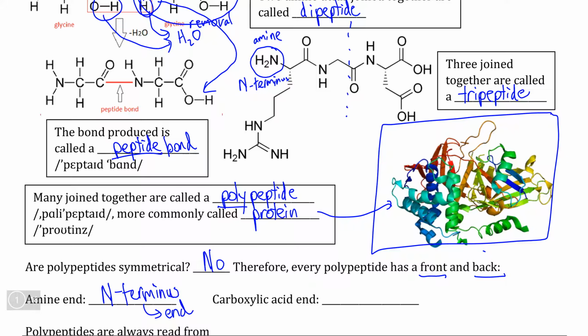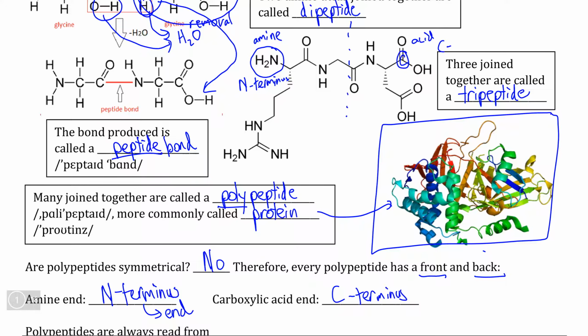If we go all the way to the end, we can see that we have an acid functional group at the other end, and because carbon is the central atom of the acid functional group, we refer to this end as the C-terminus.